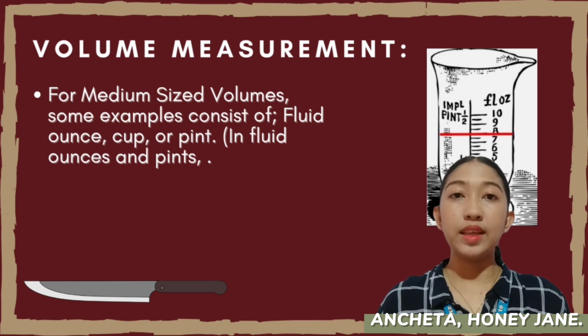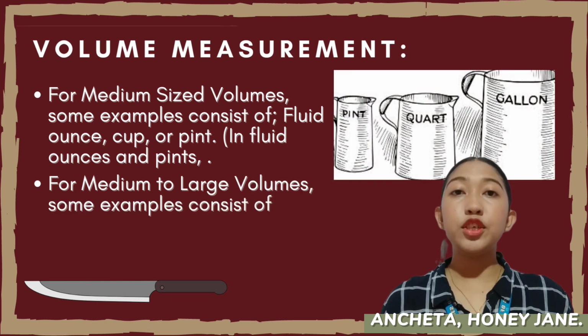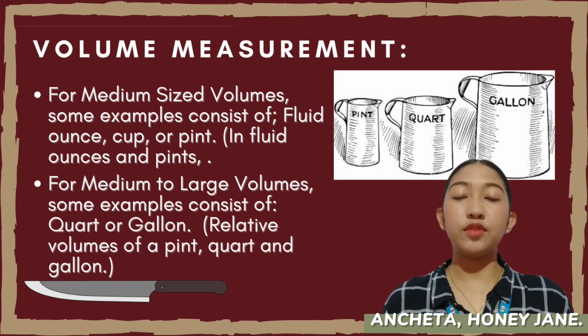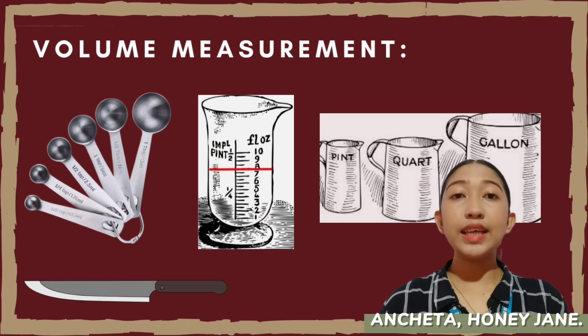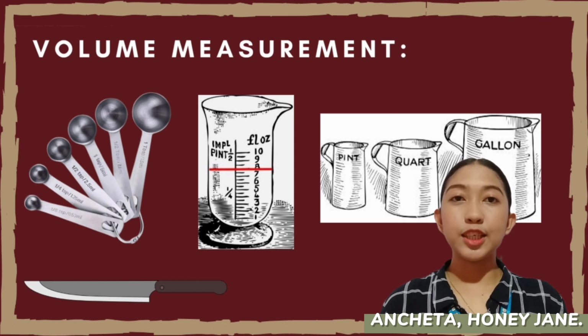In fluid ounces or pints, the red line represents 8 fluid ounce volume of a cup. Lastly, for medium to large volumes, some examples consist of quart or gallon, relative volumes of a pint, quart, and gallon. All of these measuring tools work great for weighing out liquids or fine granular items like spices.